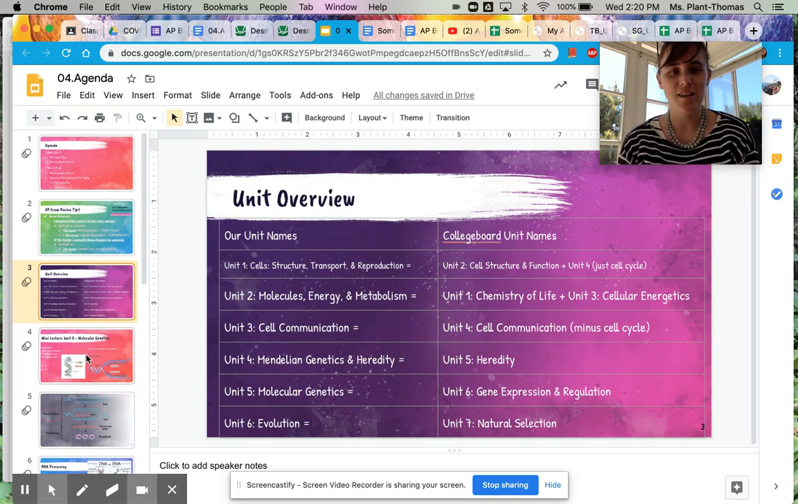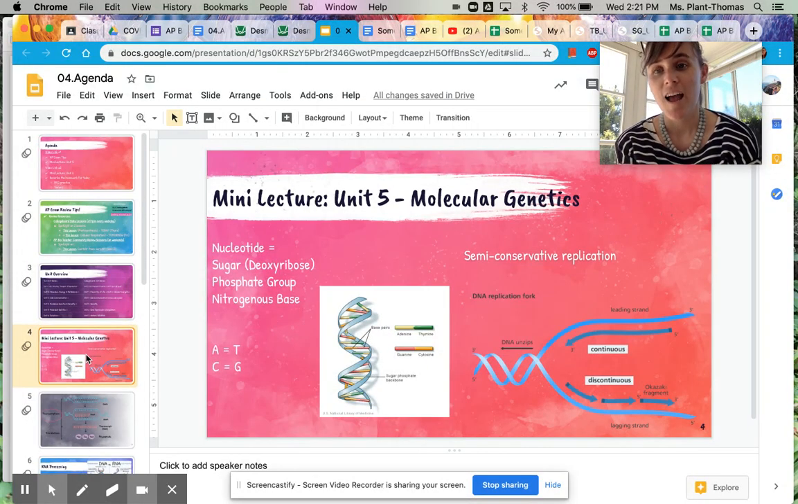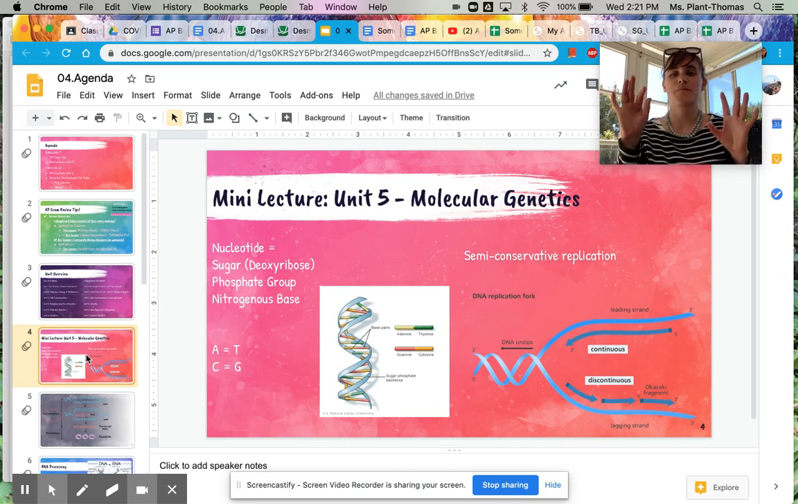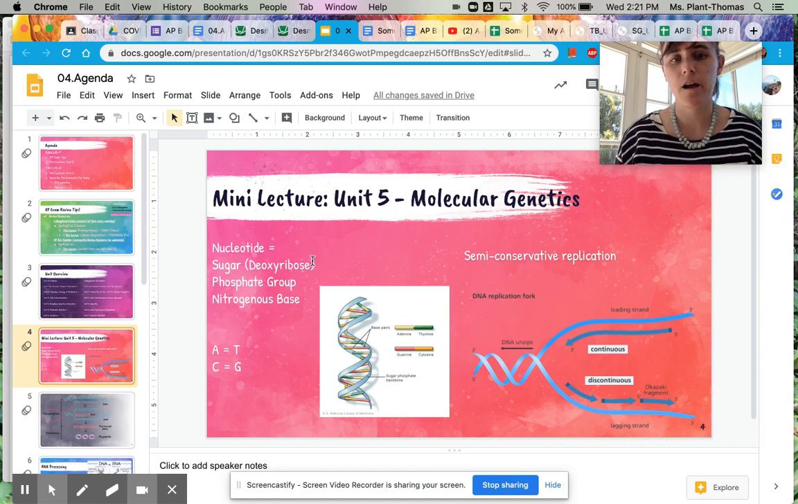So, a little mini lecture on Unit 5, Molecular Genetics. So we started this unit by talking about DNA structure. And if you remember, you did the little puzzle where I had the different color laminated puzzle pieces, and you were trying to fit them together and figure out, make the structure of DNA. And if you remember, DNA is a nucleic acid. It's one of the 4 types of macromolecules, and the building blocks for nucleic acids are nucleotides. And a nucleotide is made up of a sugar, a phosphate group, and a nitrogenous base.